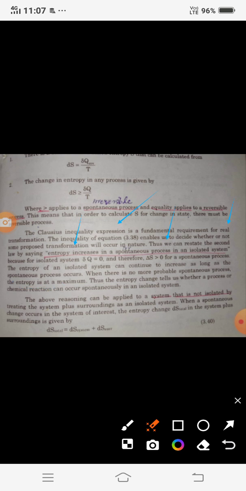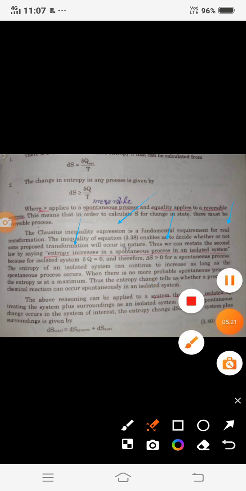Thus the entropy change tells us whether a process, chemical change or reaction can occur spontaneously in an isolated system or not. And when we talk about a system that is not an isolated system, in that scenario we will take into consideration the system as well as the surrounding. In that case we will say that the total entropy will be equal to the entropy of the system plus the entropy of the surrounding.